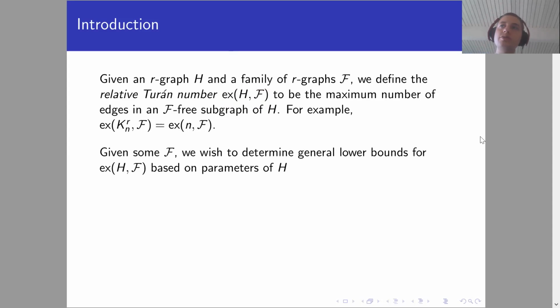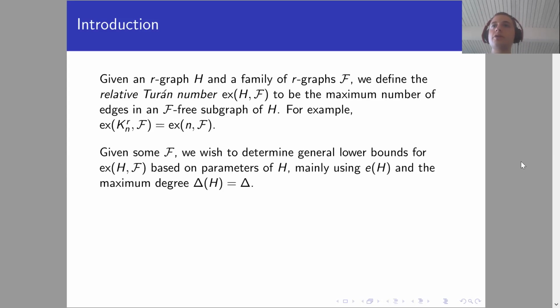So what we want to try and do in general is take our favorite family of hypergraphs F and determine some general lower bounds on this quantity, the relative Turán number, based on certain natural parameters of H. For this talk, the parameters we're going to use are the number of edges in H, which is how many edges we start with, and the maximum degree of our host H, which I'll denote by delta.